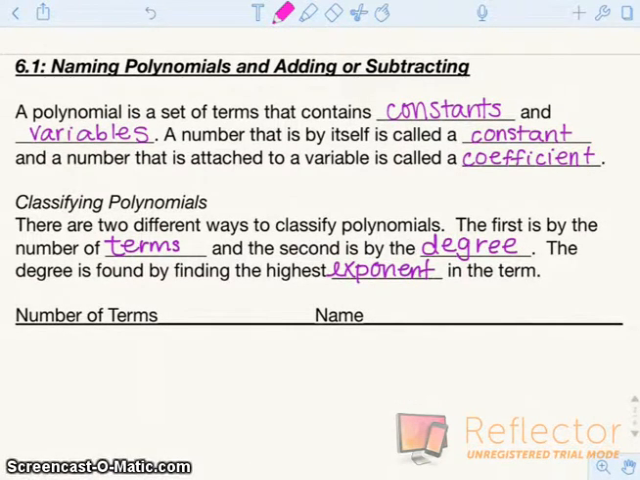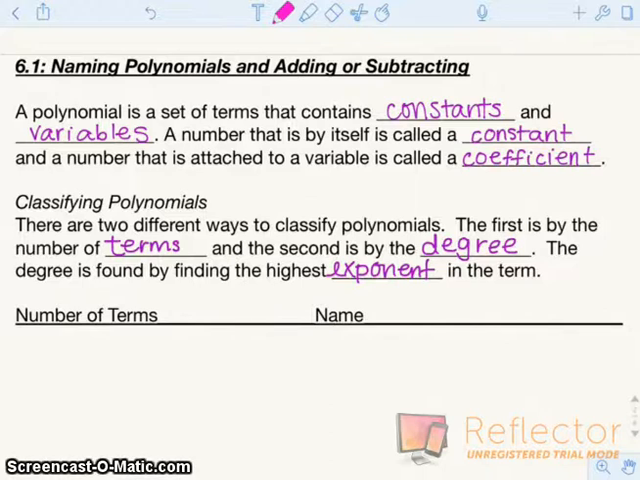So a polynomial is a set of terms that contains constants and variables. A number that's by itself is called a constant, and a number attached to a variable is called a coefficient. We already knew this from combining like terms. A constant, something all by itself, no variable on it, no letter, and a coefficient. For example, if it was 3x, 3 would be our coefficient, x would be our variable.